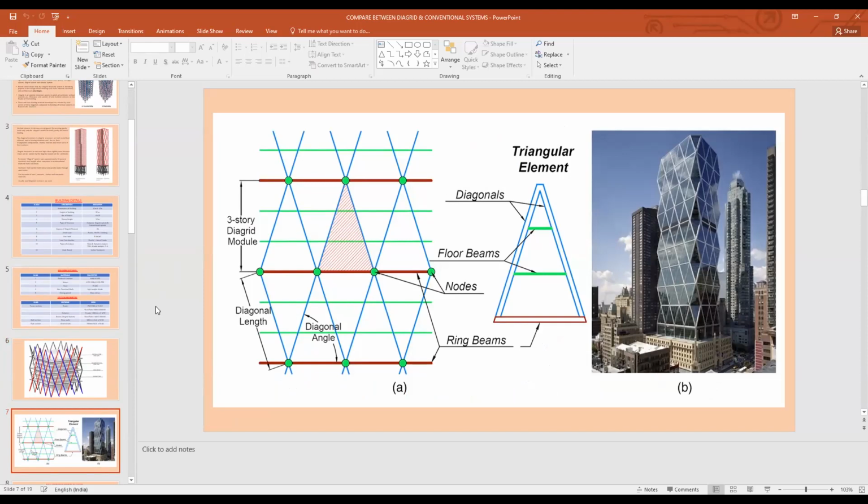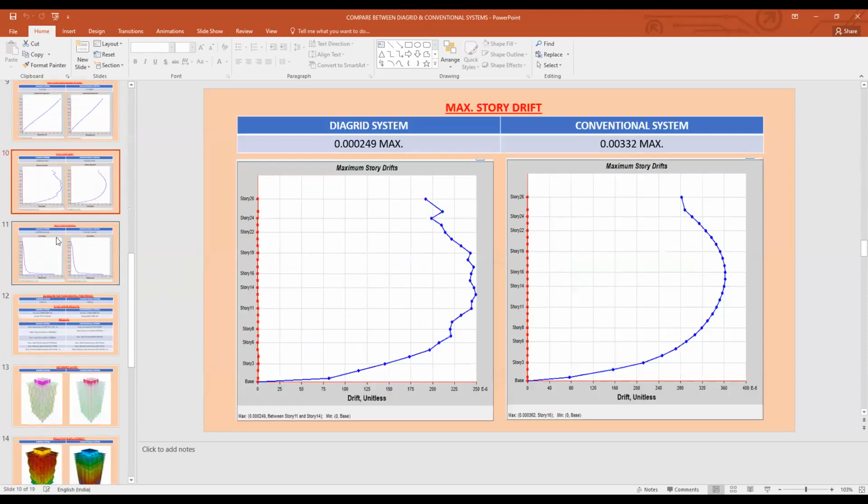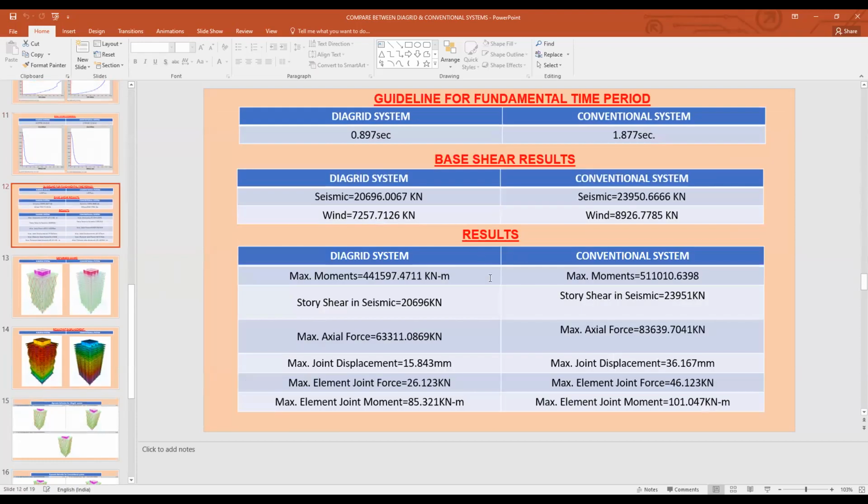In the end, if you summarize all the conclusions of this structure, you can see the maximum story drift, and all those things. Here you can see their natural time period, their base shear. In seismic, we have 20696, and here we have 23950. Their wind load is also less as compared to conventional, because of the aerodynamics; generally the conventional structure attracts more wind forces. In Diagrid, the maximum moment is 441597, and in the conventional we have 511010. So these are some of the outcomes.